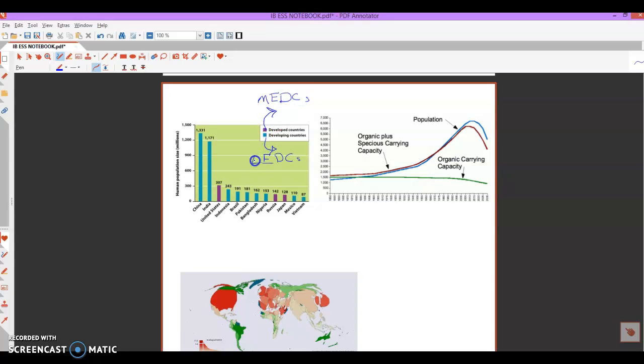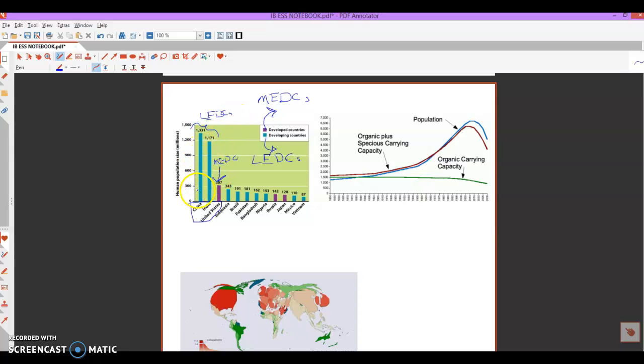And then LEDCs is less economically developed countries. So by looking at this graph right here, our three most populated countries: China, India, and the United States. Now, out of these three, only one is a developed country. So this would be an MEDC. Both of these are LEDCs.